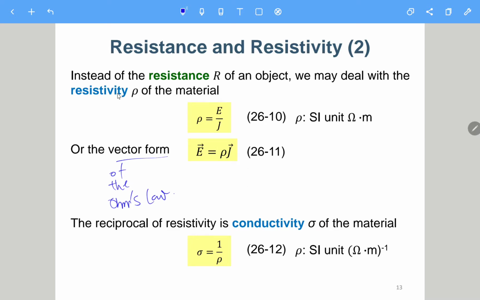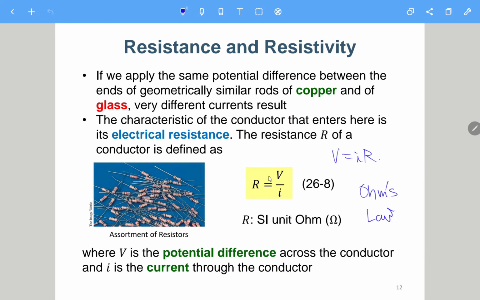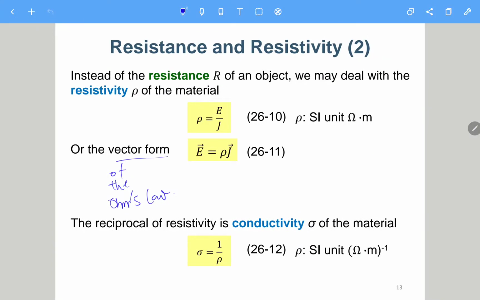Here we also define the resistivity. For the previous page, we talked about the resistance. The resistance depends not only on the material itself, but also on the geometric shape, like the length or the cross-section area. Maybe next page we will talk about it. Here we introduce another variable called the resistivity, which only depends on the material itself. So rho equals E over J, or in vector form, E equals rho times J. This is the E field inside the material, and this is the current density.